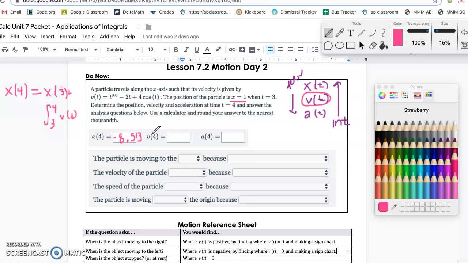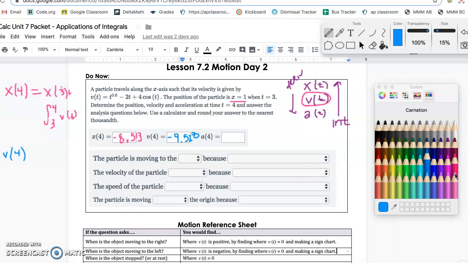For the next one, velocity. Velocity is the equation that I'm given. So all I'm doing is taking 4 and plugging it in for t, finding v of 4. Wherever I see a t in this equation, I plug in 4, so it'll be 4 to the 0.6 minus 2 times 4 plus 4 cos 4. And when I plug that into the calculator, I'll get negative 9.528.